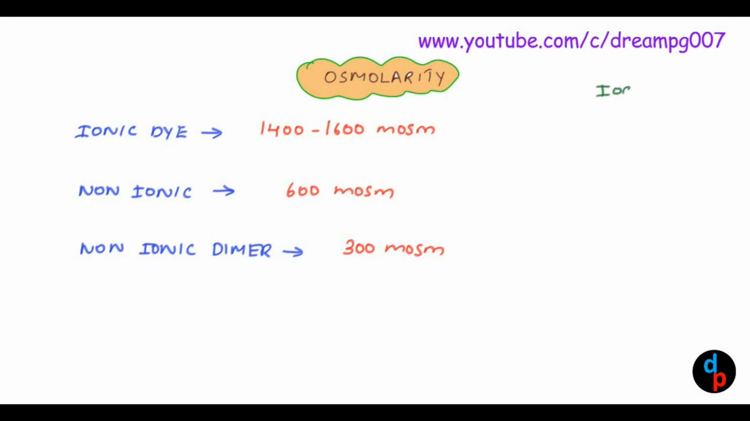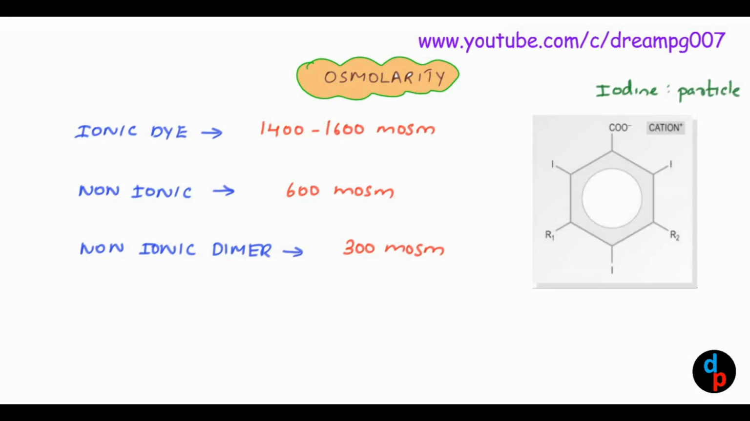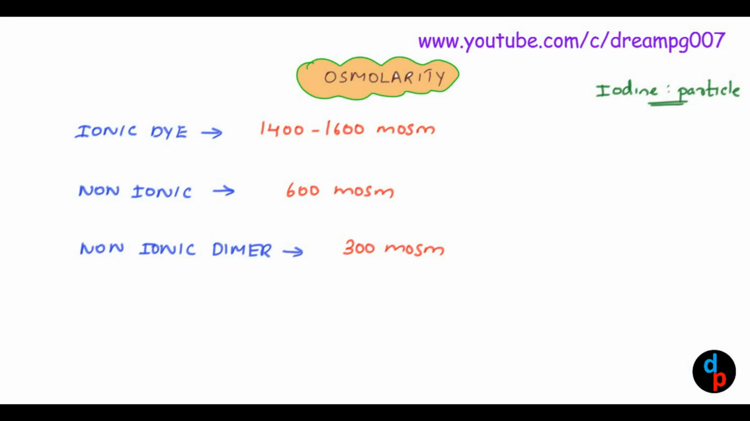Another important point that you have to remember is iodine particle ratio in various contrast material. Ionic dye has only one benzene ring. Each benzene ring has 3 iodine atoms. Ionic dye dissociates into 2 particles. Hence, the iodine particle ratio for ionic dye is 3:2.